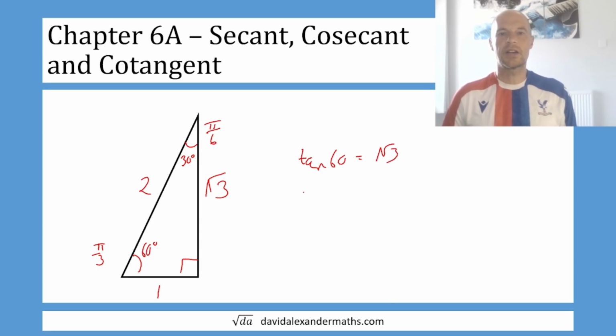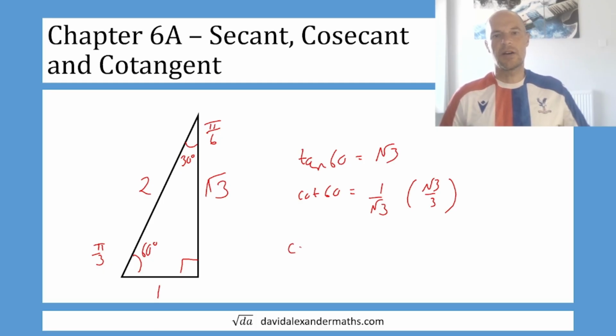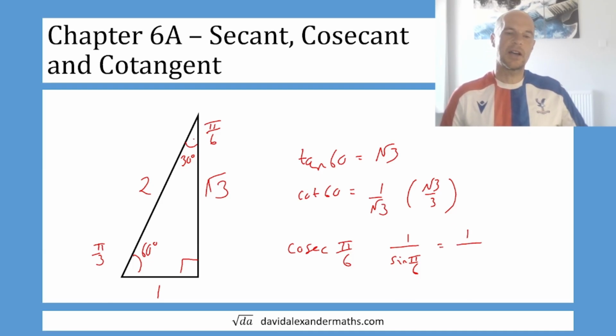So from that we can work out that the cot of 60 is 1 over root 3, or root 3 over 3. So we can use this triangle not only for sine, cos and tan, but also for sec, cosec and cot. Let's pick another one at random. If I wanted to work out the cosec of pi over 6, I know that that is 1 over the sine of pi over 6. So here I'm working in radians. The sine of pi over 6 is 1 divided by 2. So 1 divided by a half. So therefore the cosec of pi over 6 is 2.